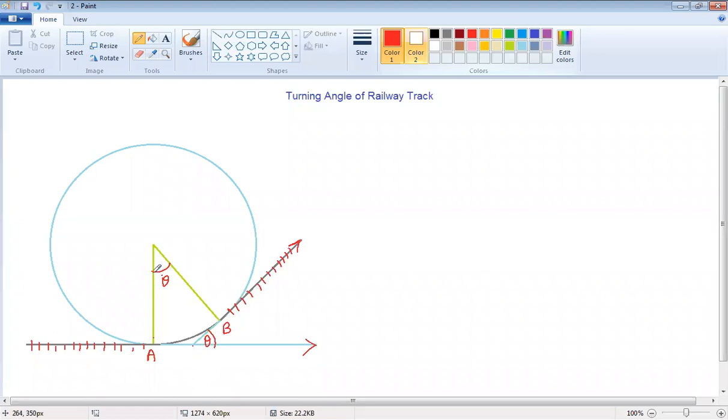We want to prove that the angle subtended here at the center O of the circle is also the same. We will prove it. See, this angle is 90 degree and this angle is 90 degree. Anyone who can tell the reason?